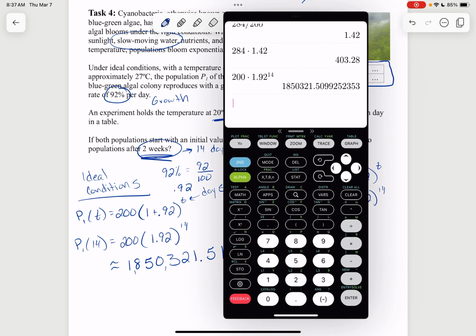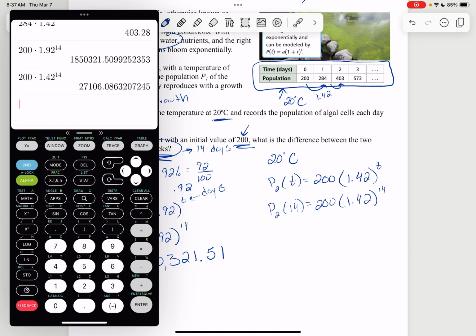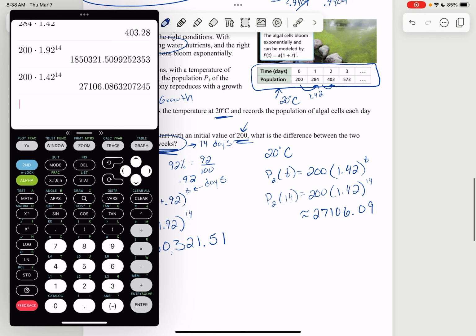Whereas this other one, P sub 2 of 14, is 200 times 1.42 to the 14. So 200 times 1.42 to the 14, there we are, approximately 27,106.09, approximately. The population, again, these are cells.